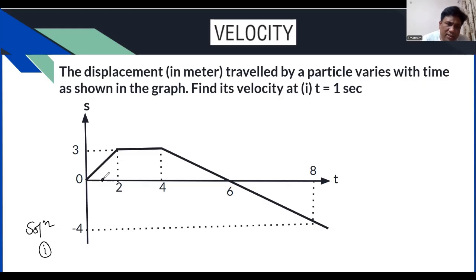So one point is here only, na? This is one. So at this point, I need the slope. As it is a straight line, the slope will be the same, okay? So it will be nothing but perpendicular by base, because the slope here, here, and here, everywhere it will be the same. So velocity is nothing but a slope. Perpendicular is, I think, 3 minus 0 and base is 2 minus 0, okay? So the answer is 3 by 2 meter per second, okay?